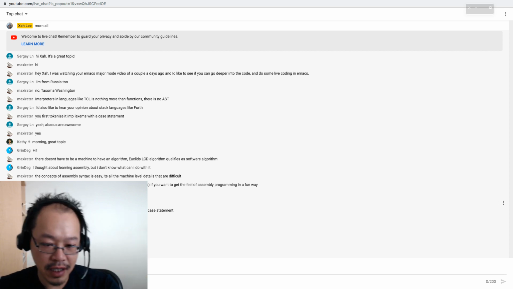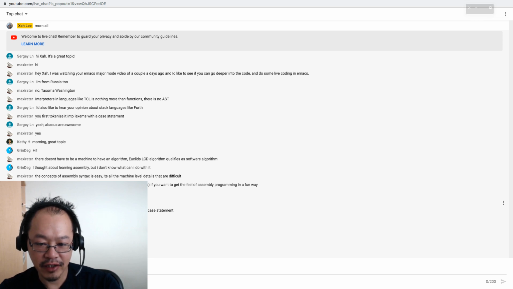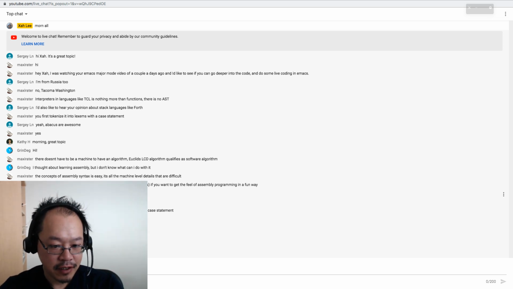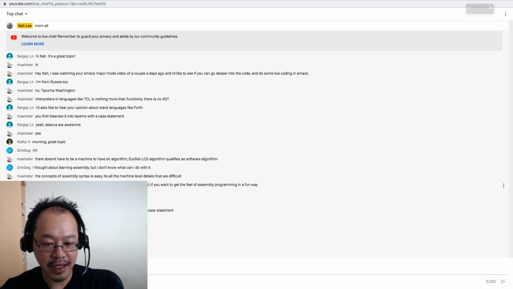Mixerator says the concept of assembly syntax is easy. It's all the machine level details that are difficult. Sergi says there are nice games by Zachtronics, TIS-100, Shenzhen I/O, and Exapunks, if you want to get the feel of assembly programming in a fun way.